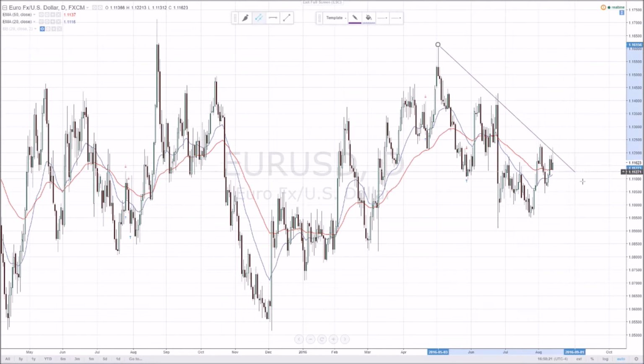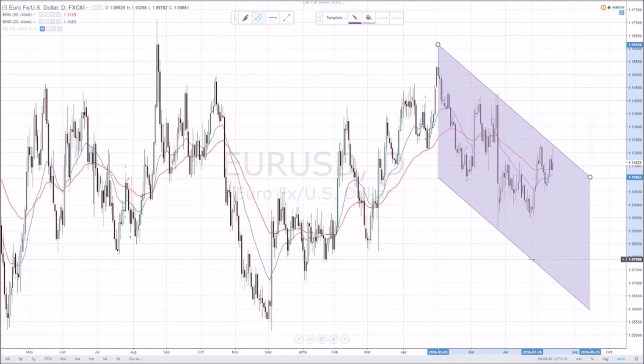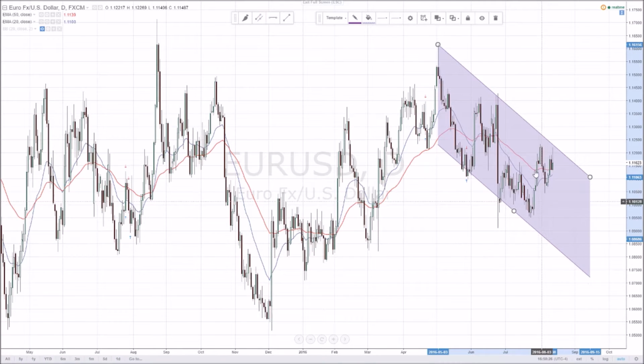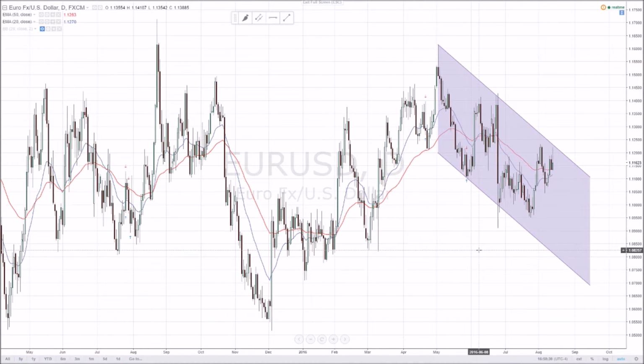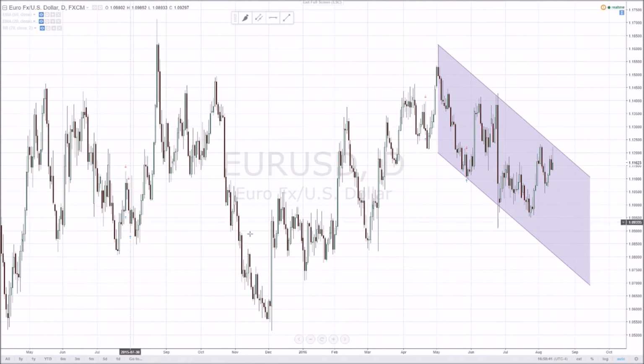So this channel right there means that I would be more tempted to go on a short trade for the EURUSD at this point. Of course, this can change, but the point is that we do have this channel right now. And I'll just remove the moving average because they're not important in this case.